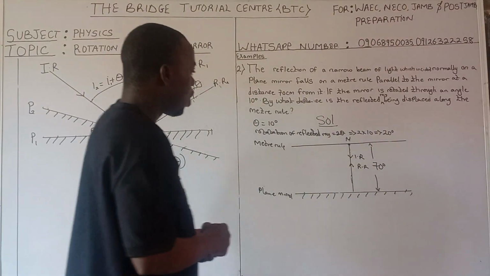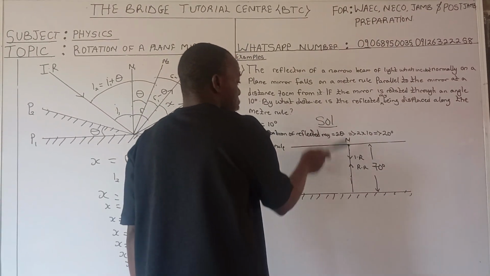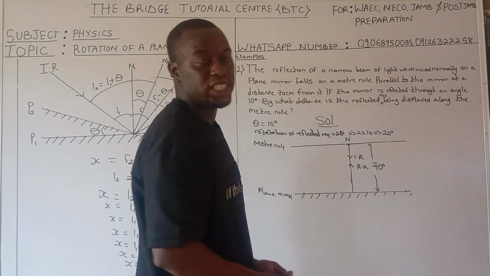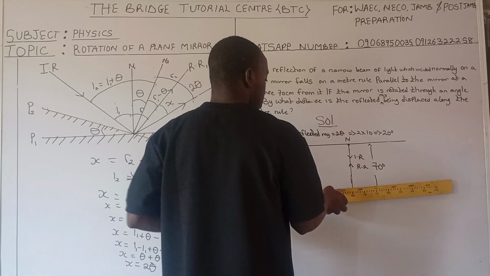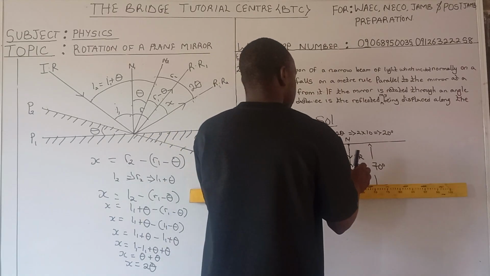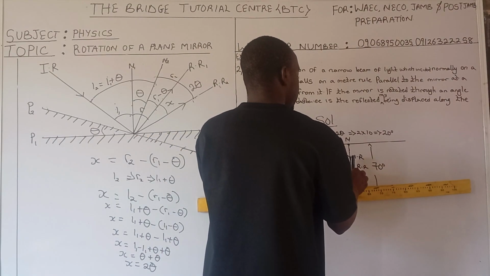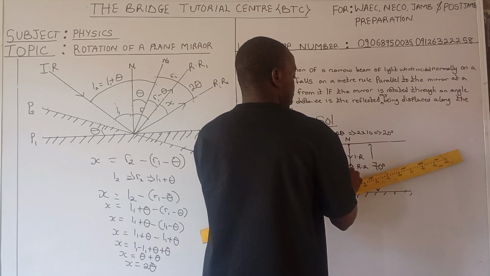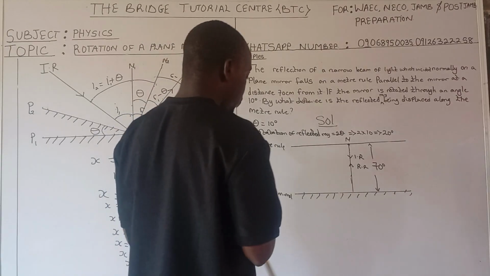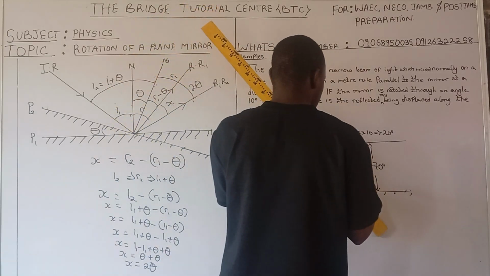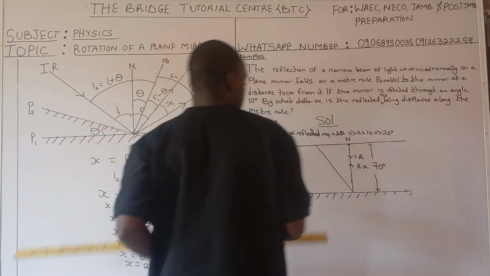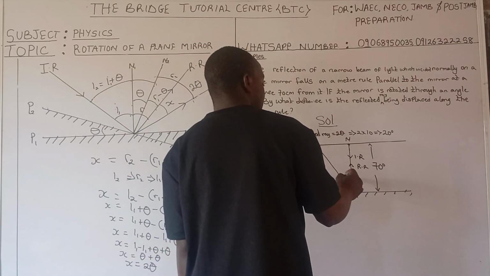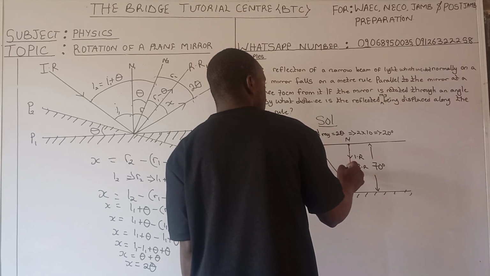So our reflected ray, instead of coming up like this, will now rotate through an angle of 20 degrees. Okay, so we have the mirror like this. Initially this is our reflected ray. Now the mirror is rotated through an angle of 10 degrees, so the reflected ray will rotate through an angle of 20 degrees. Let me show it like this, as you can see. So this will be our new reflected ray. It won't be parallel again. So this is the new reflected ray, and the angle through which it rotates is 20 degrees.